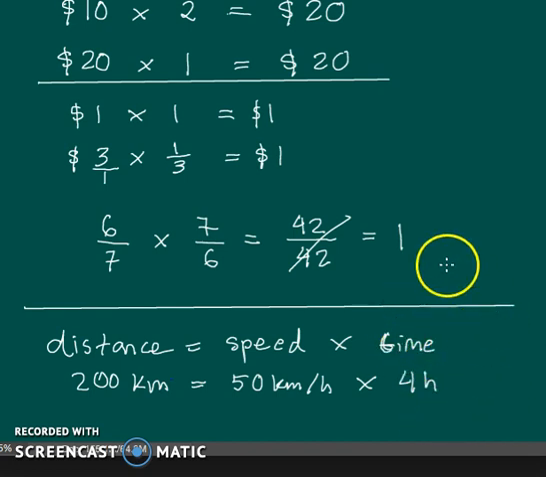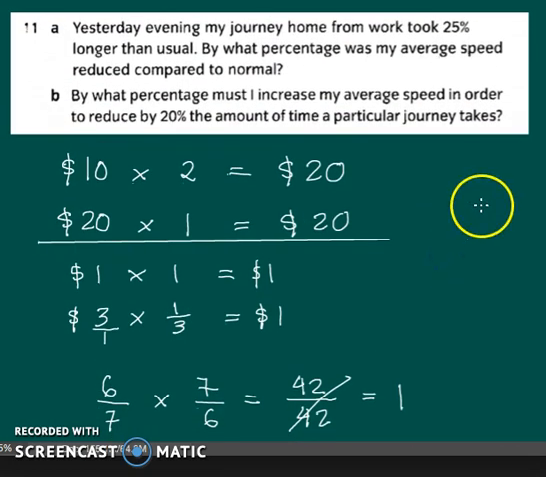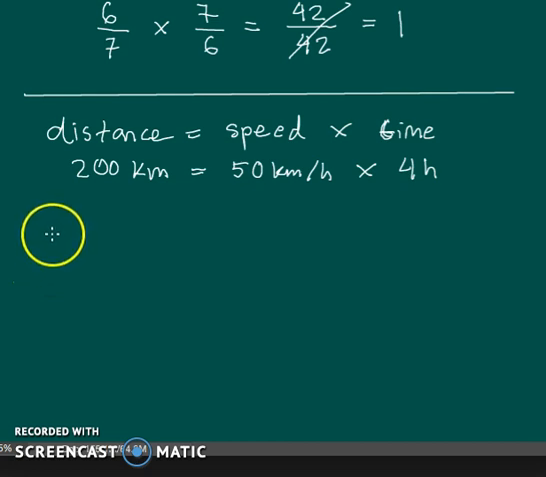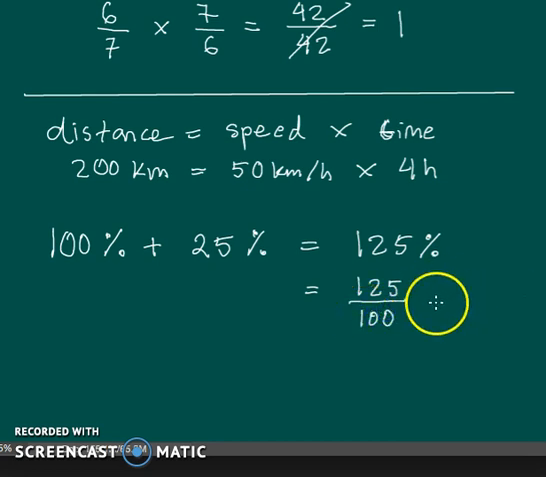Okay, now that that formula is established, let's look at our question. Yesterday evening, my journey home from work took 25% longer than usual. So what does usual mean? Usual means 100%. 100% means the amount of time that it takes me to get there didn't change at all, but today it took me an extra 25% longer than usual. So 100% plus 25% is equal to 125%. How do we express that as a fraction? We give it a denominator of 100. 125 over 100. This will simplify to 5 over 4.